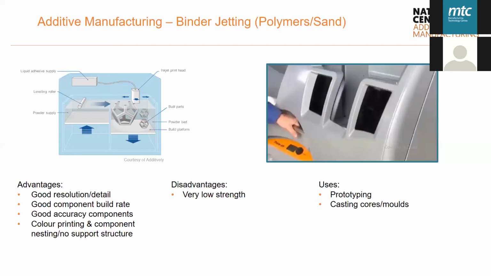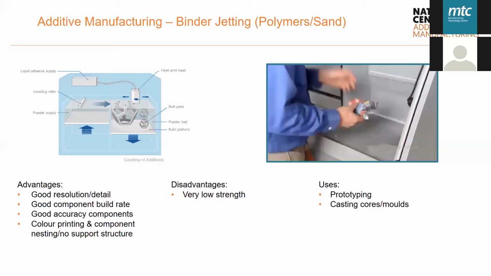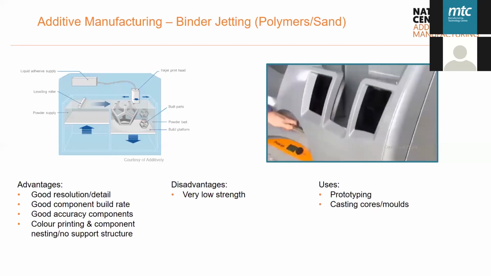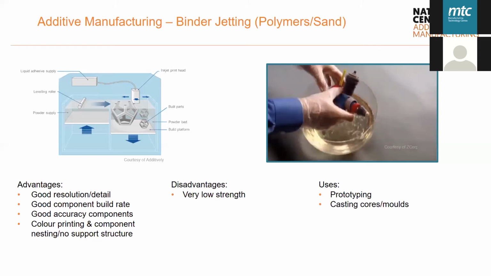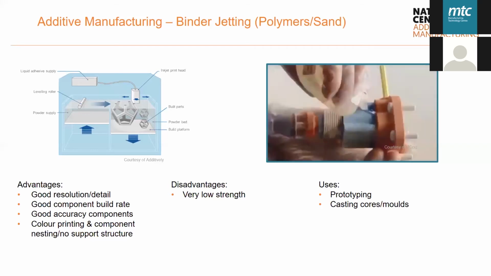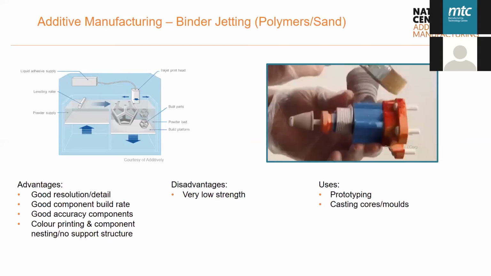There's also fairly good accuracy with components, and you can print in color as well with the polymer systems. And like I mentioned previously, you can nest your components, and no support structures are required. Some disadvantages are very low strength for some of these components, as they're only very loosely held together.